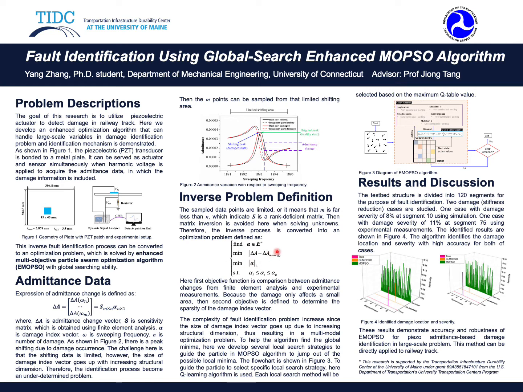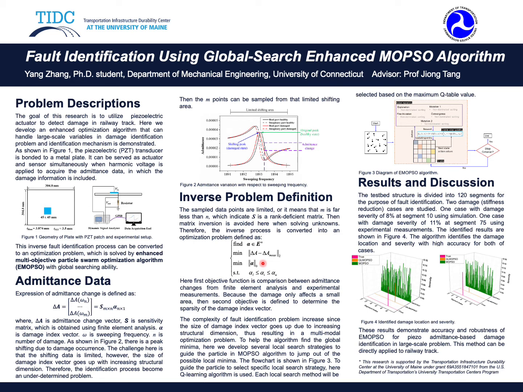Here in this model, the first objective function is the comparison between the admittance changes from finite element analysis and experimental measurements. Because the damage only affects a small area of the structure, we define the second objective function as the zero norm to determine the sparsity of the damage index vector.